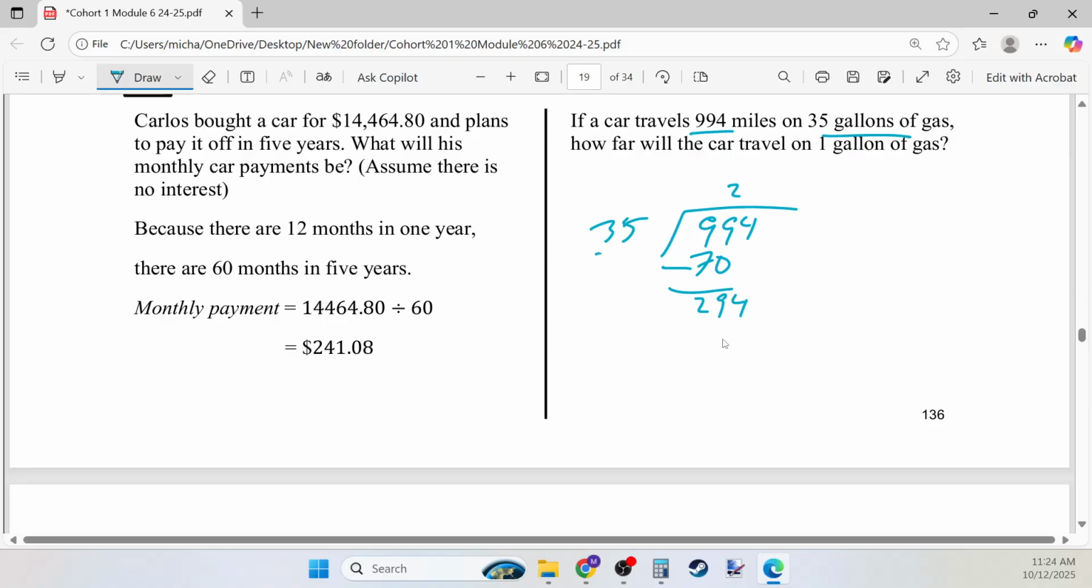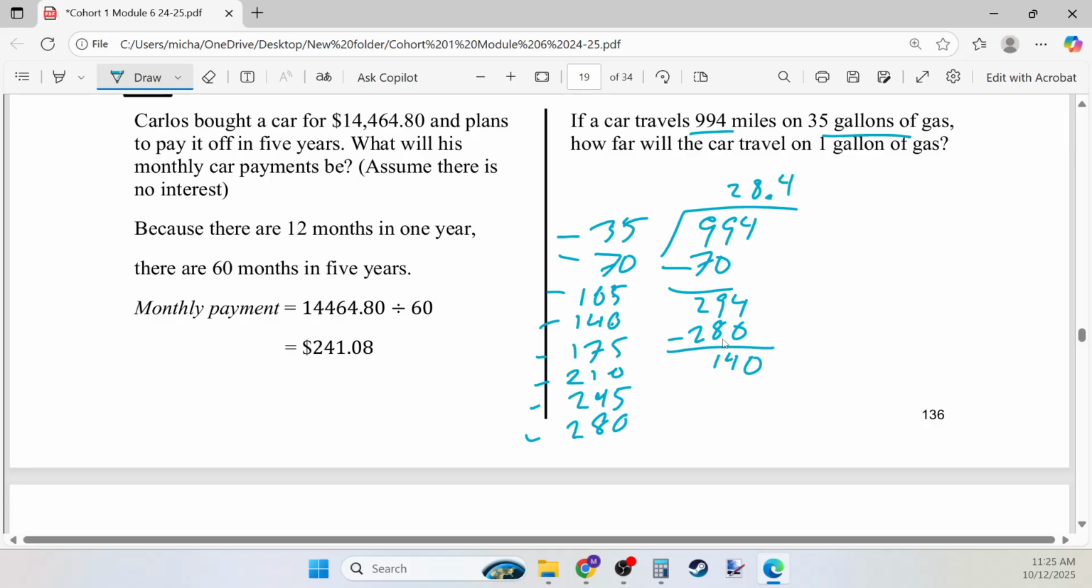Well, let's see. 35, 70, 105, 140, 175, 210, 245, 280. That's 1, 2, 3, 4, 5, 6, 7, 8. 8 times. 8 times 35 is 280. Subtract, we're left with 14. We bring down a 0. 1, 2, 3, 4 times. We have 0.4. 28.4 miles per gallon.